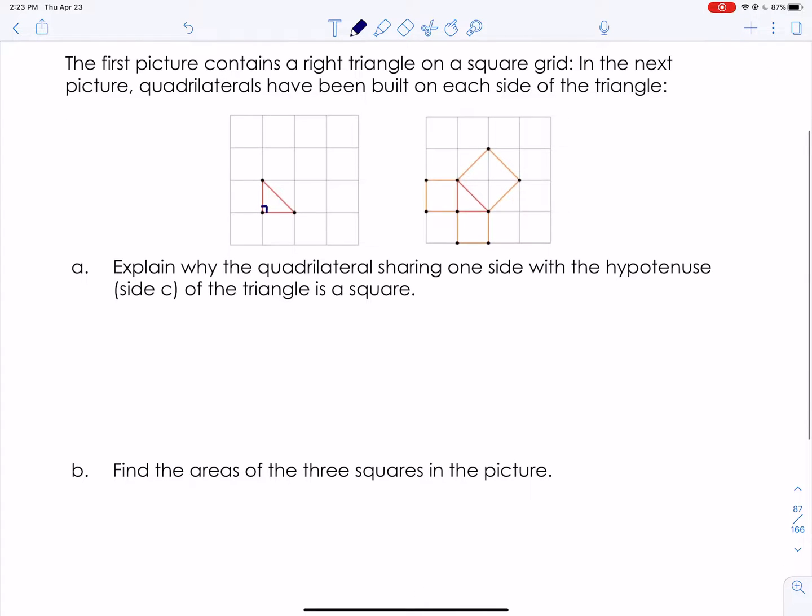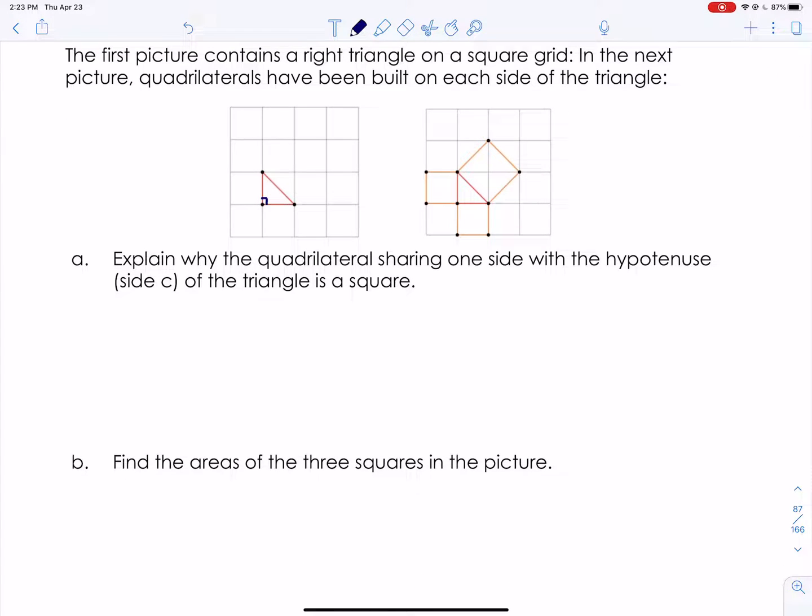Okay, A says to explain why the quadrilateral sharing one side with the hypotenuse of the triangle is a square. So I'm just going to draw over that just so we know which one it is. So it is this figure here. So that is a quadrilateral, 4-sided figure, and we want to know why it is a square.